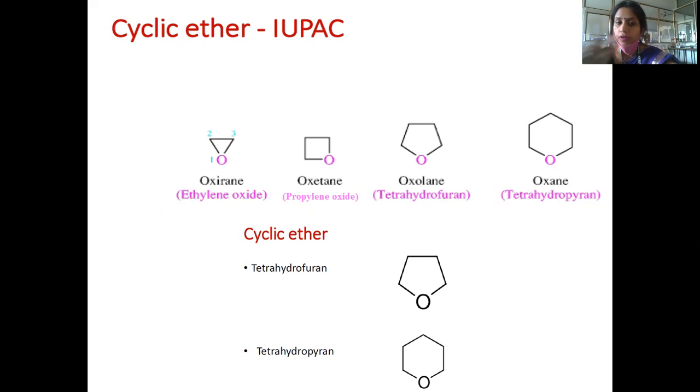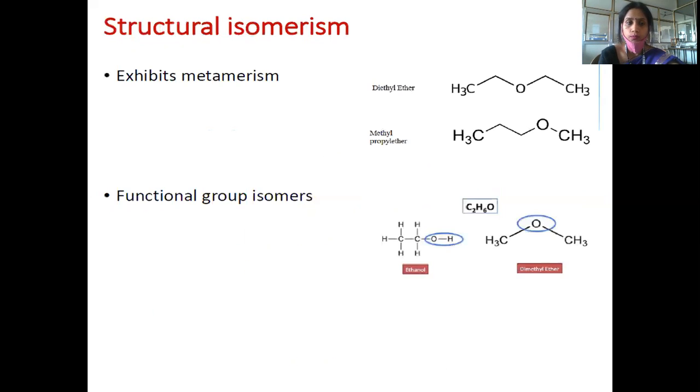When it is a 5-membered ring with an oxygen atom, it is called furan, tetrahydrofuran or oxolane. When it is a 6-membered ring, including one oxygen atom, it is called oxane or tetrahydropyran. So these are the general names and the IUPAC names also.